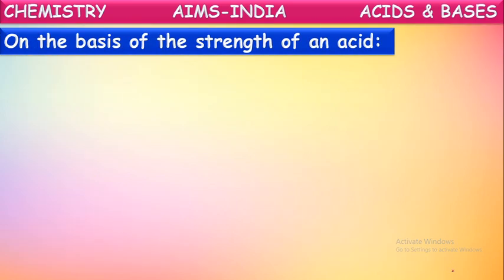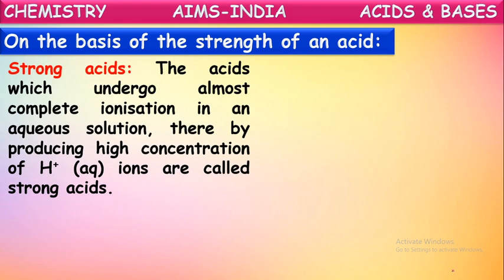Next categorization is on the basis of the strength of the acids. Based upon the strength also, acids are classified into different types. What are they? Strong acids. One of them is strong acids: the acids which undergo almost complete ionization in an aqueous solution, producing a high concentration of H plus ions, are called strong acids.